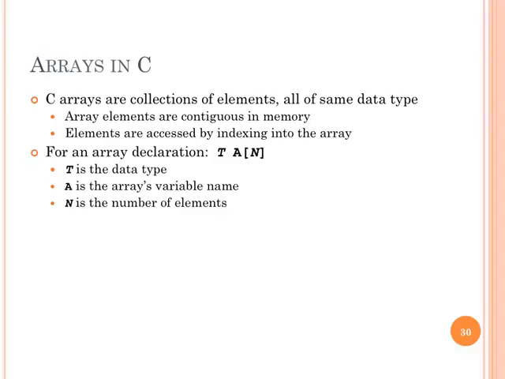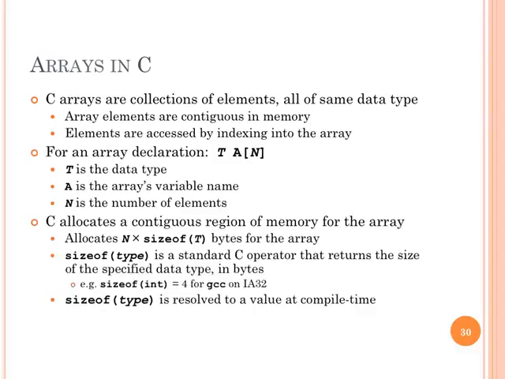So in C, when you have an array declaration like this, some type, array name, some number of elements, what this does is it allocates a contiguous region of memory. Now the compiler is what is doing the allocation. It is statically allocating n times size of t bytes for the array, where size of t is the size of each element. It's a built-in function evaluated at compile time. You can call it, but the compiler is just going to say, oh yeah, that thing's 8 bytes, that thing's 16 bytes. It'll just plug that number in. Okay?